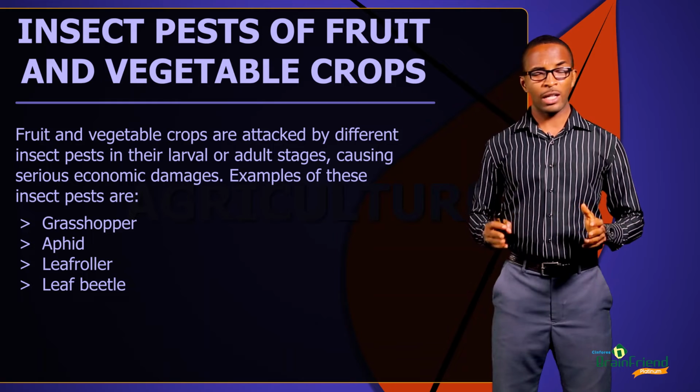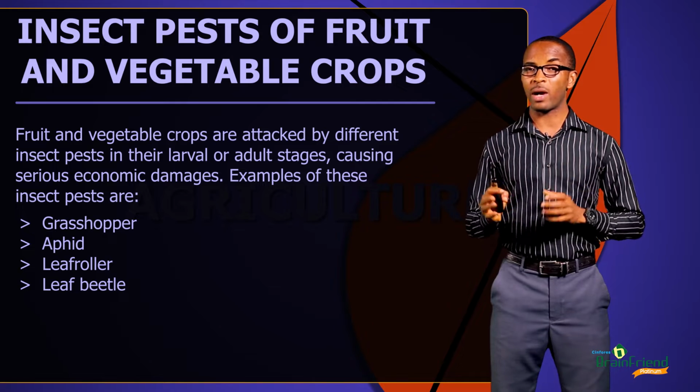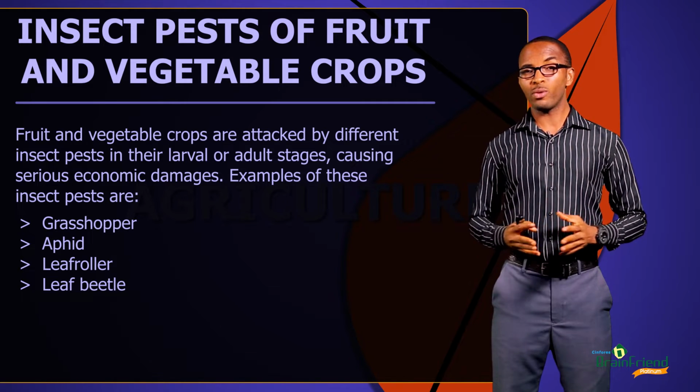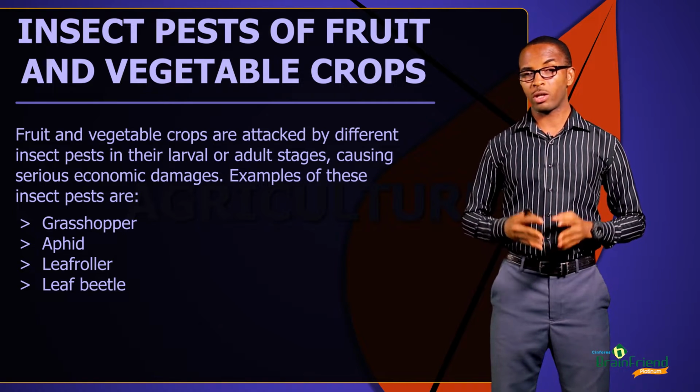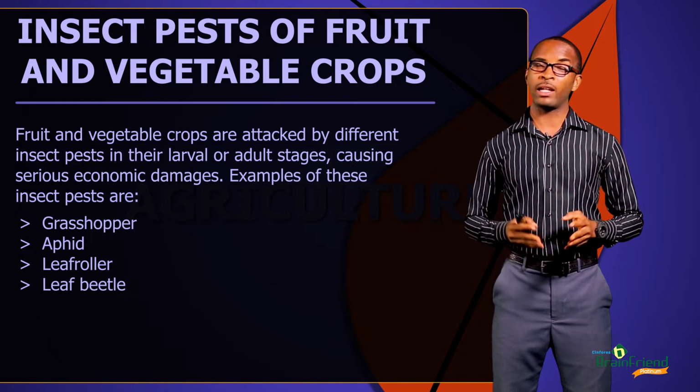So now, we're going to be looking at some insect pests that attack fruits and vegetable crops. Just like every other crop, these crops are also attacked by insect pests. Some examples of these insects include grasshopper, aphid, leaf roller, and leaf beetle.